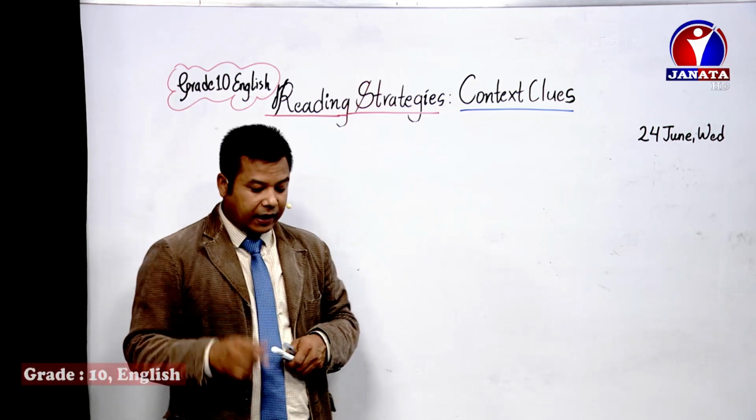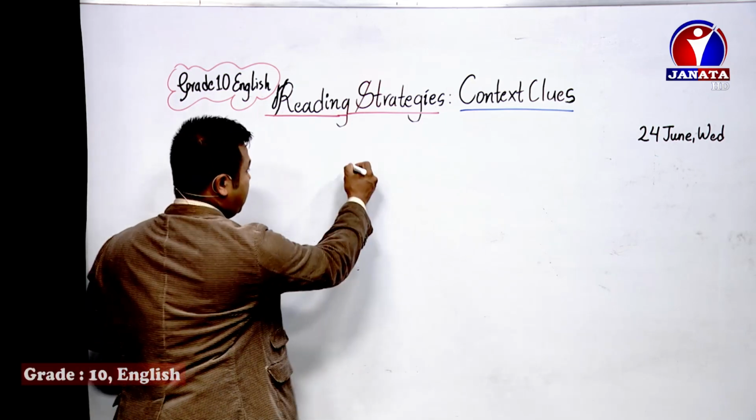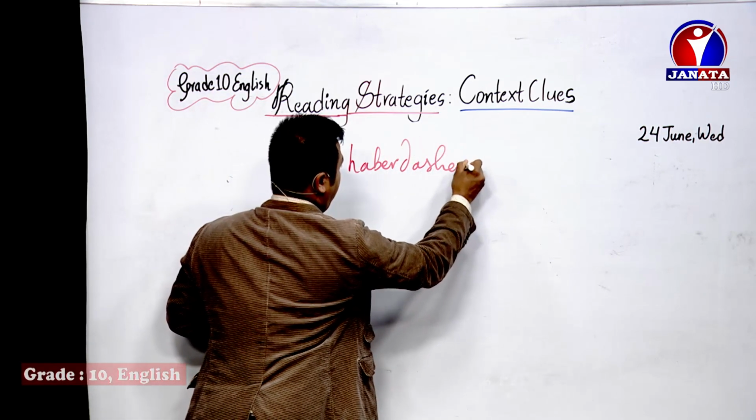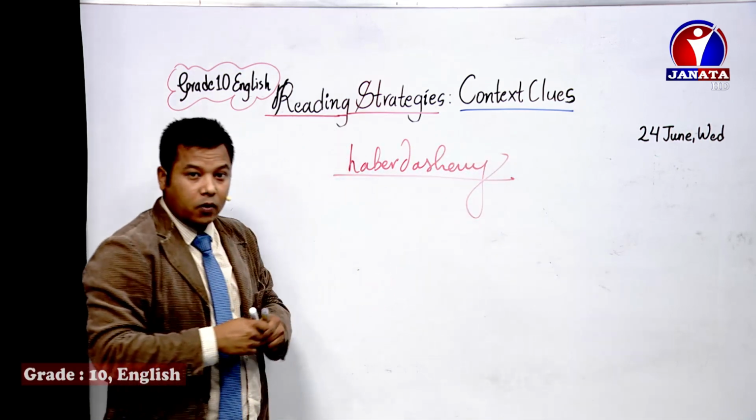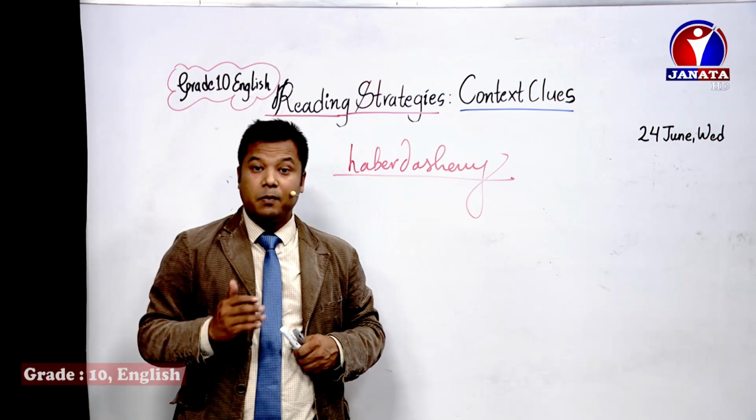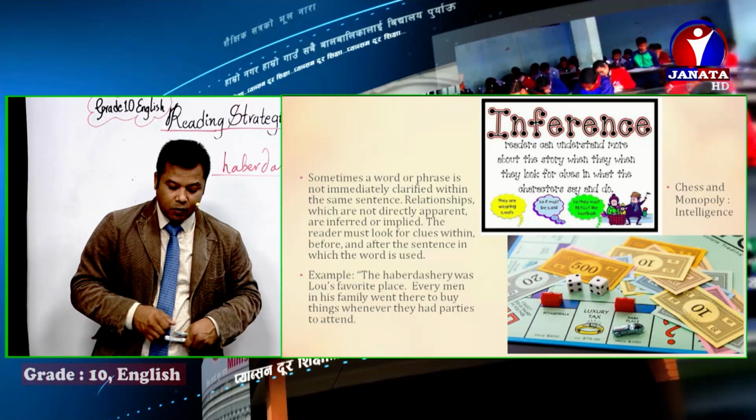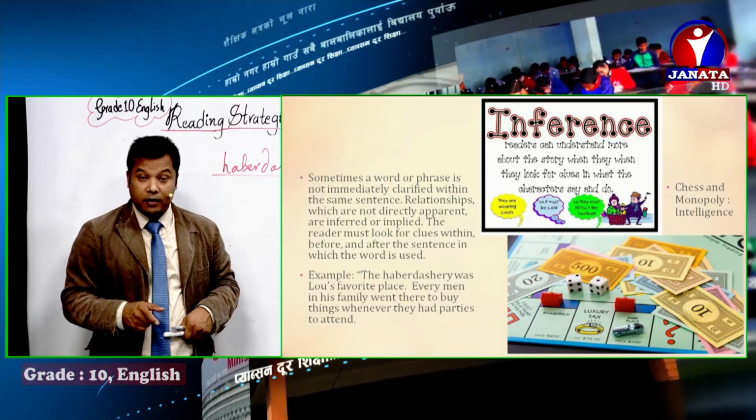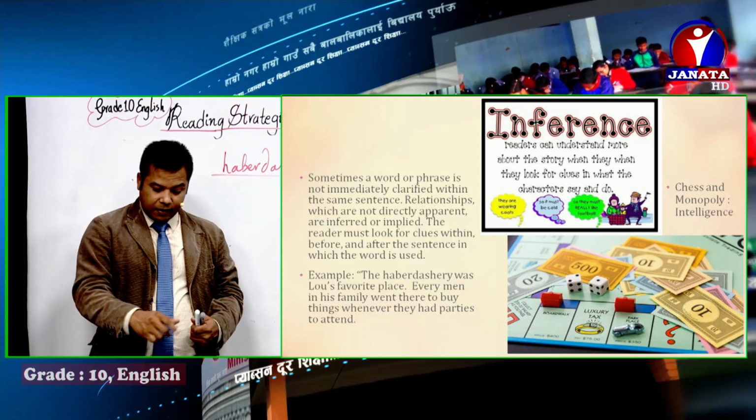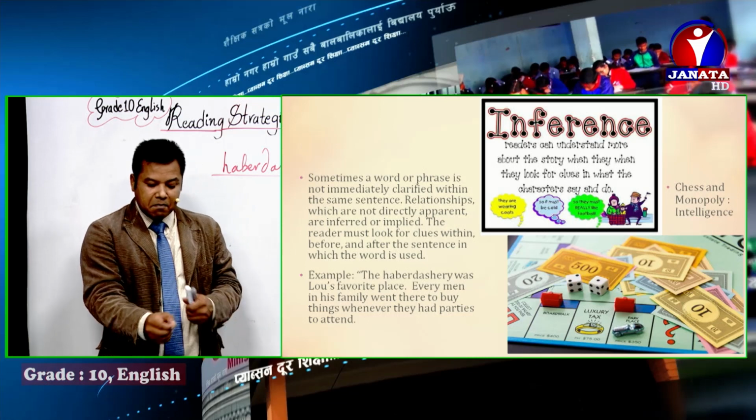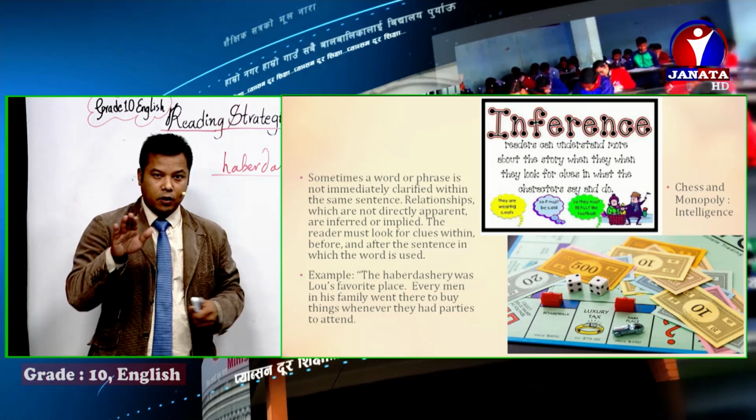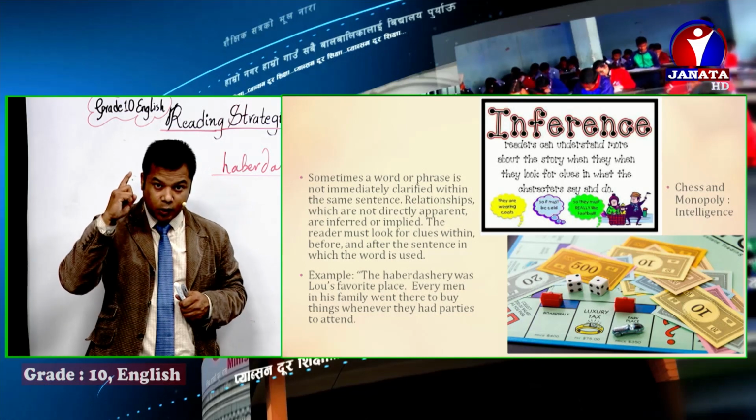Look at the sentence, the word that I've drawn for you, we're talking about haberdashery. H-A-B-E-R-D-A-S-H-E-R-Y. So how to know the haberdashery? See the example here. The haberdashery was Lou's favorite place. Every man in his family went there to buy things whenever they had parties to attend. Now I look for the context. For me, it's a place. And look at the context in the second sentence. Every man in his family. Come on, men. It's not women. None of the women go there. It's only men. That's the first clue for me.